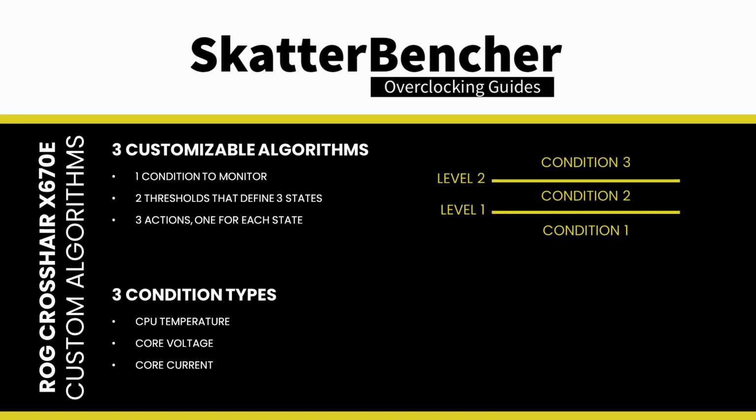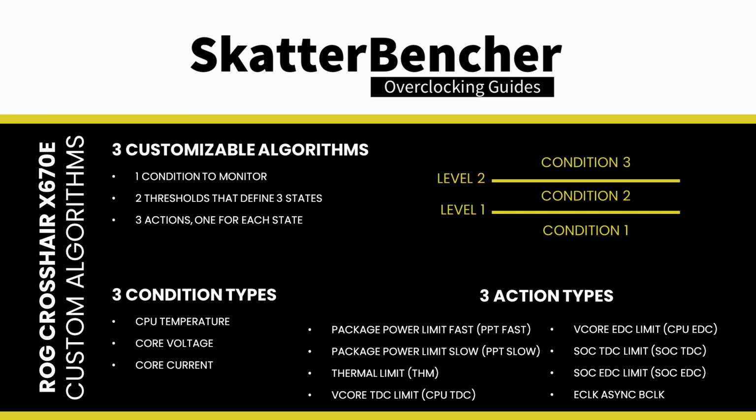There are 8 available actions. For each of the 3 states, we can set an action. Power is in watts, temperature is in degrees Celsius, current is in amps, and BCLK is in megahertz.